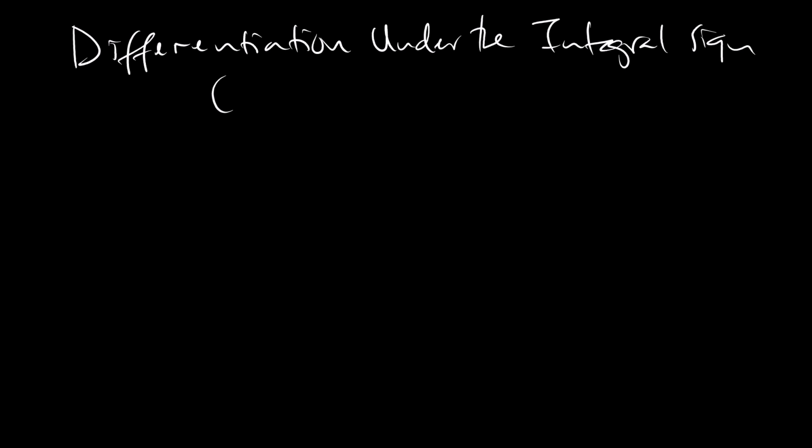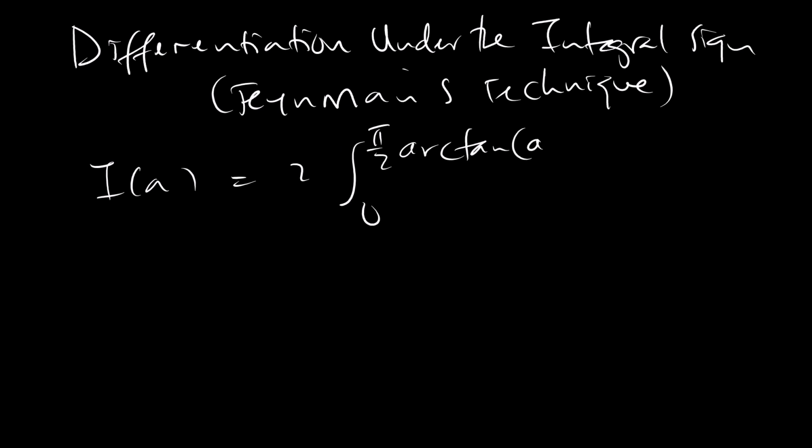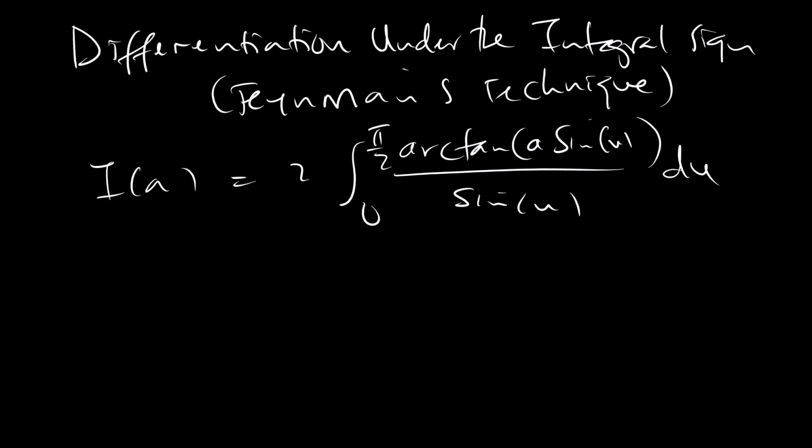The other, we also know it as Feynman's technique. And how do we do it? We say, okay, let I(a) be equal to twice the integral from 0 to pi over 2 of arctangent of a sine u over sine u.